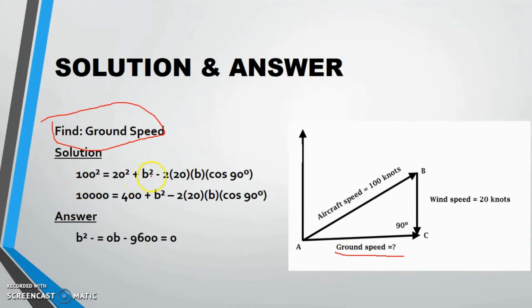So, 100 knots squared is equal to 10,000, equals 20 squared, equivalent to 400, plus B squared, minus 2 times 20, which is the wind speed of 20 knots, times B, then cosine 90. 90 is the degree of the angle. So the equation becomes B squared minus 9,600 equals 0.